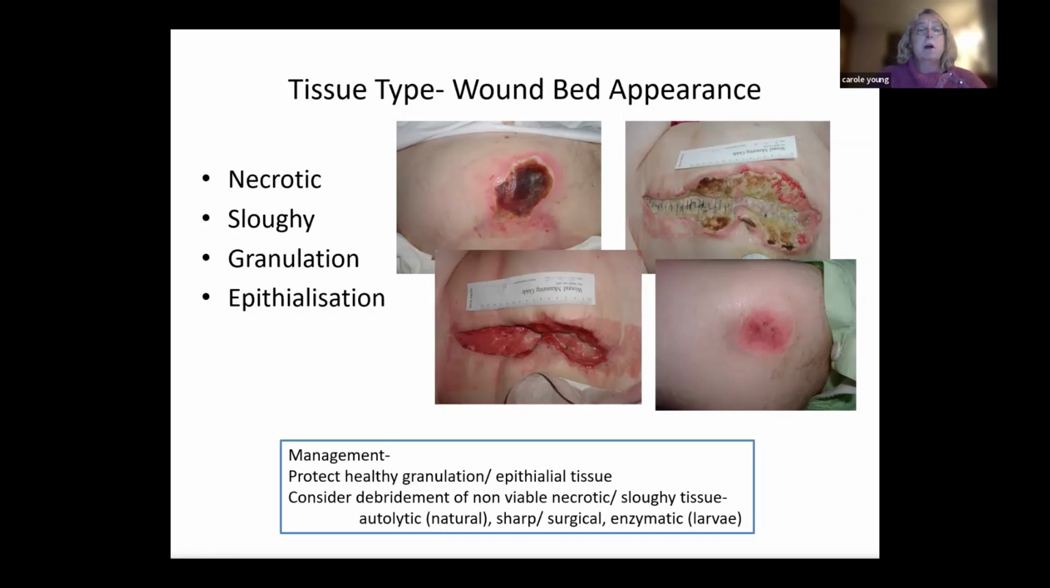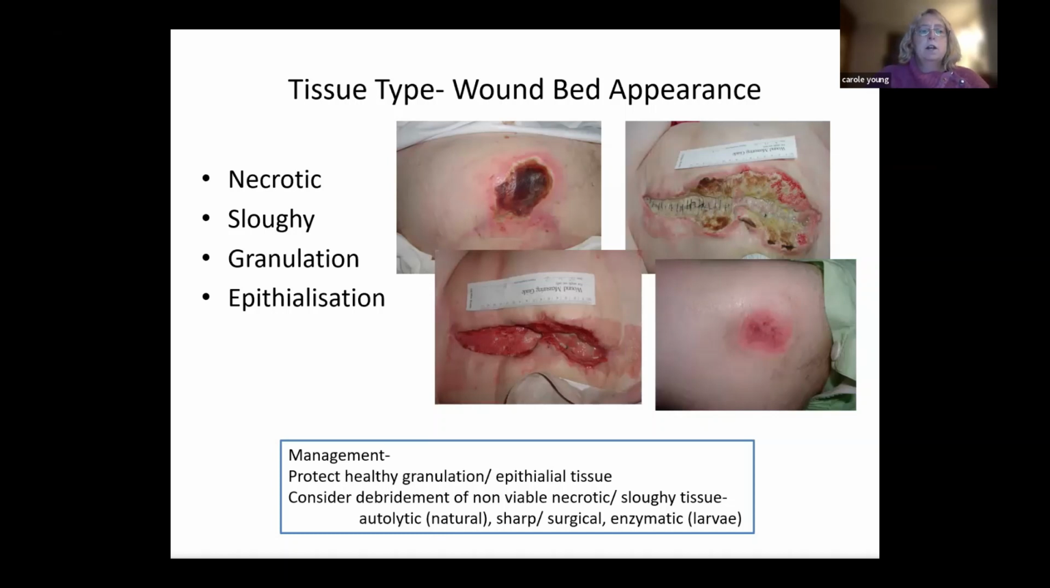So we might need to think about helping it along with some means of debridement. There are different types of debridement. There's natural autolytic, so we allow the body to do it itself, but we might use dressings to maybe soften up that necrosis, rehydrate it so that that necrosis comes away a bit easier. Or we might use sharp or surgical debridement, sometimes known as mechanical, where we physically use a sharp implement to remove that tissue. Or we might use larvae, enzymatic debridement. And the enzymes can break down this tissue and help it to lift.